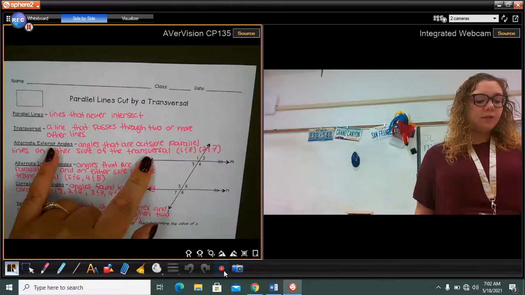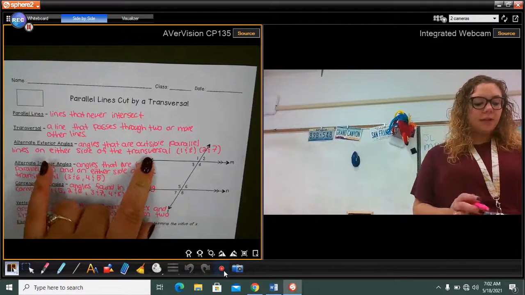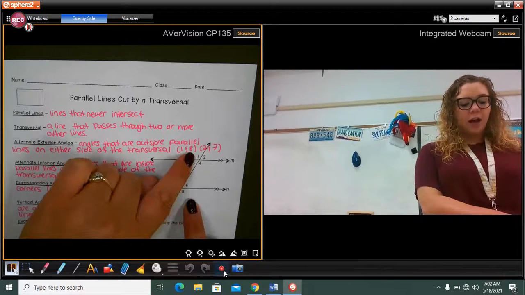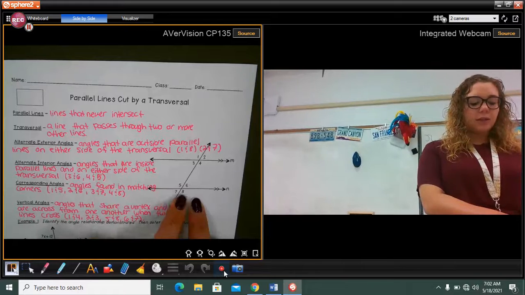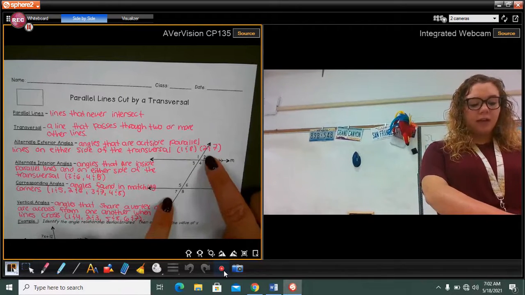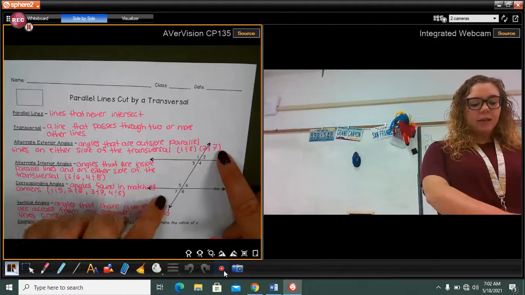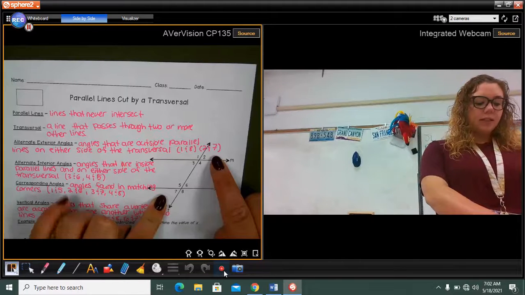So exterior means outside and alternate means opposite. So if you look, 1 and 8, they're both on the outside and they're opposite sides of the transversal. Okay, so they're going to be congruent. And then you have 2 and 7. Again, they're on the outside of the two parallel lines, and they're on the opposite sides. So these are called alternate exterior.